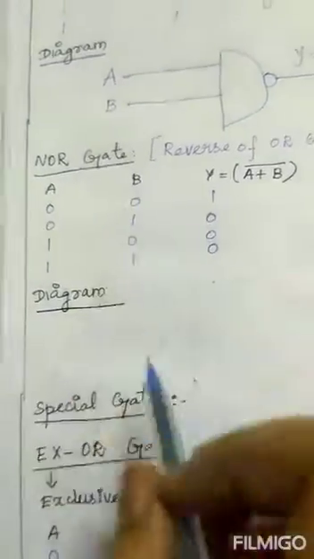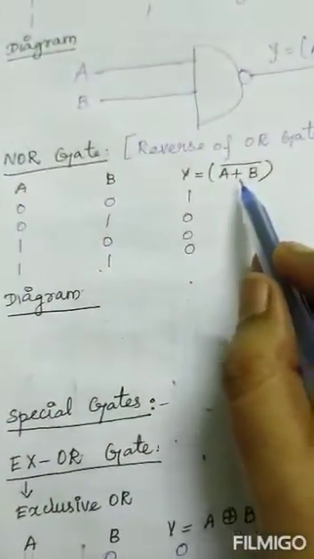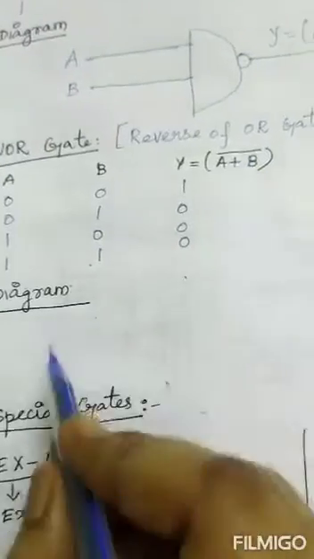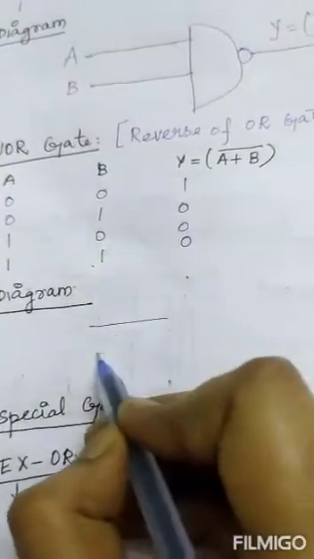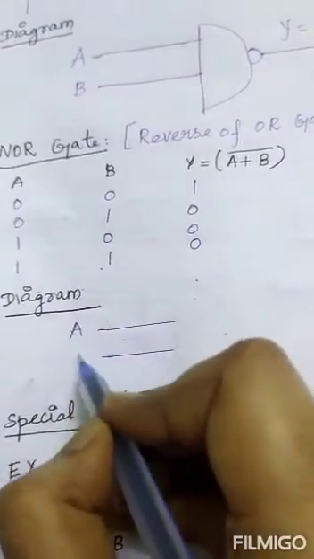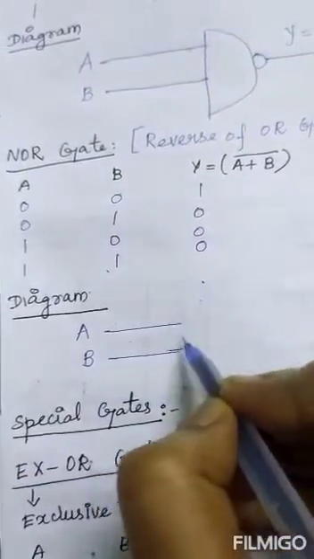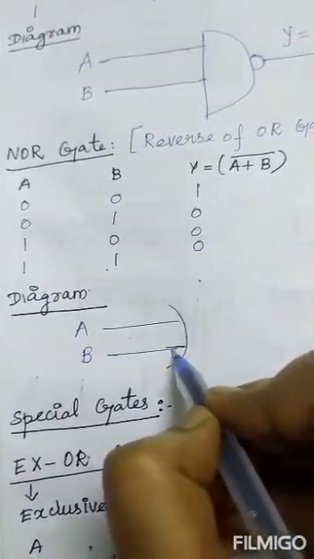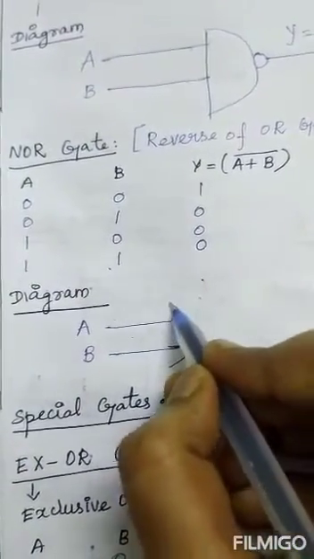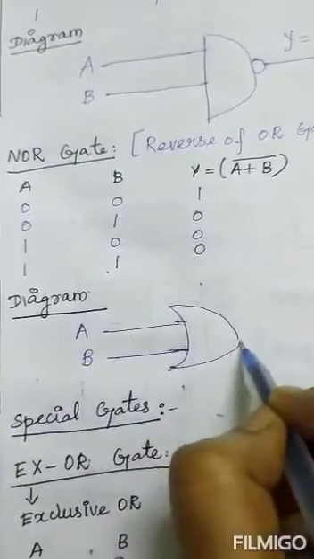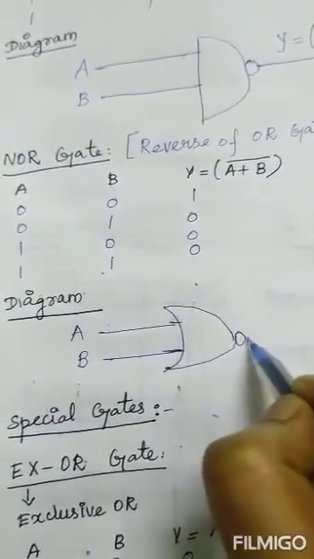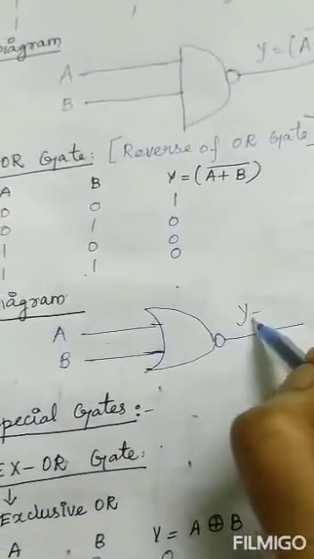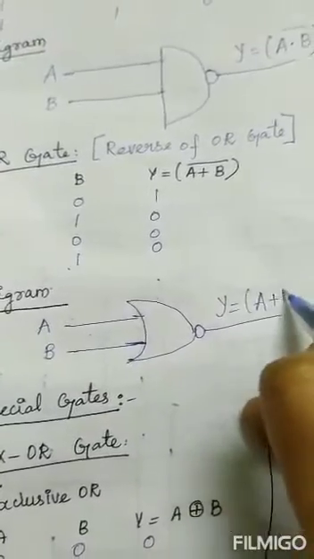And the expression for NOR gate is the addition, A plus B the whole bar. For the diagram, there are two inputs, I am giving A, B. NOR gate should come with a curve symbol, and it should be preceded with a bubble before the output. Y is equal to A plus B the whole bar.